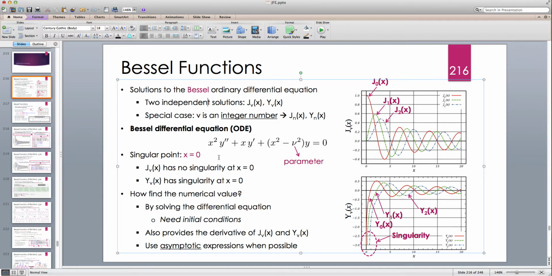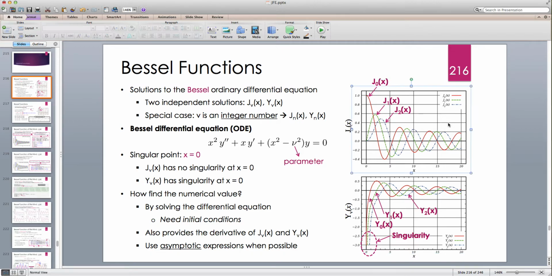This differential equation obviously has a singularity at x equals 0, because when x is 0, these coefficients go to 0. So the behavior of the terms of the differential equation is impacted by setting x to 0. And it turns out that J nu of x doesn't have any singularity at x equals 0, and these are the plots of J nu of x for positive x and integer nu values.